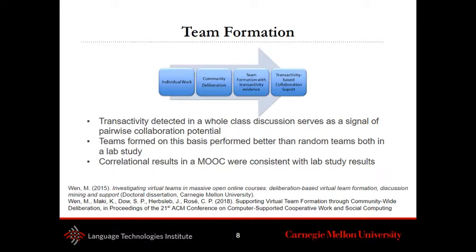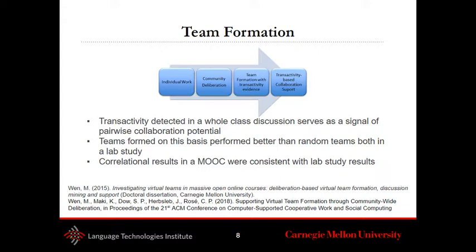And then an automated analysis of transactivity was conducted in order to compute for each pair of students an estimate of their collaboration potential depending upon the concentration of transactivity exchanged. And then this was used by a constraint satisfaction algorithm to assign the students to teams. Note that all students in the course were assigned to teams. The question was just which other students would they end up with in their teams.